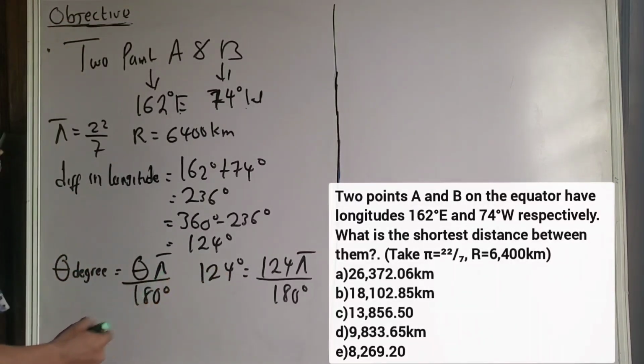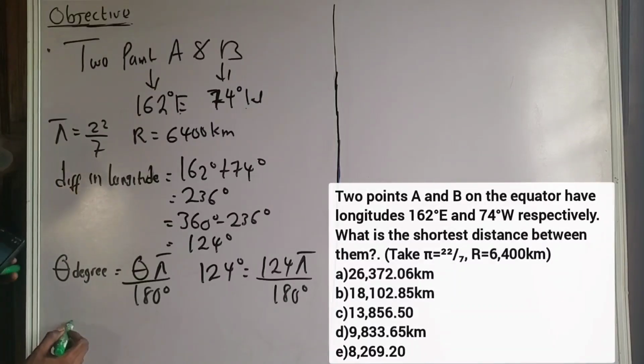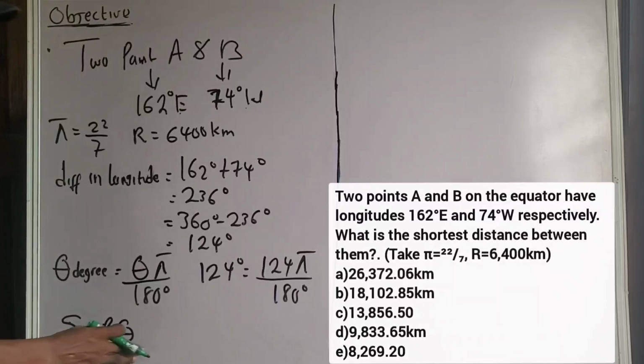So now, the shortest distance, please pay attention. This thing is simple. If you want to learn more on longitude and latitude, you can check the link in the description of this video. Now, the shortest distance, small s, is equal to big R multiplied by theta, where big R is 6,400.